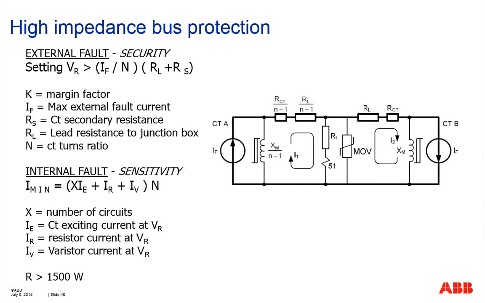How do you do that? Practically, the idea is you want to parallel. This is the parallel point. You want to parallel your CTs out in the yard, outside of your control building, as far from the relay as possible, basically as close to your CT as possible. In that way, effectively, you are reducing your RL, your lead resistance.